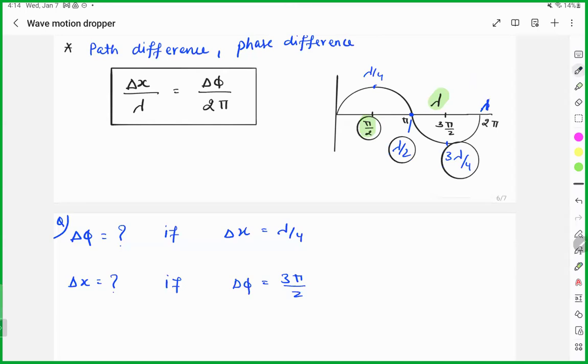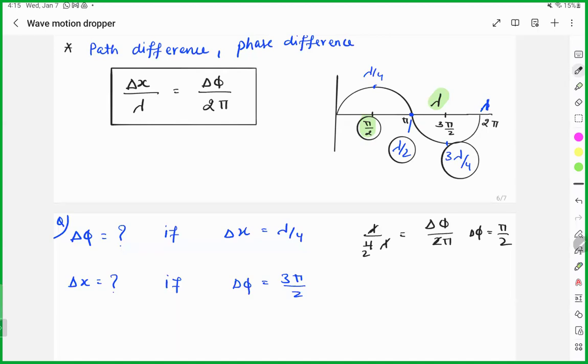And if you write the formula, what is the delta x value? Lambda by 4. Lambda remains the same. Delta phi you have to calculate. This is 2 pi. Lambda, lambda cancel, 2 by 4. So your change in phi value will be pi by 2. Make sense? Right formula.